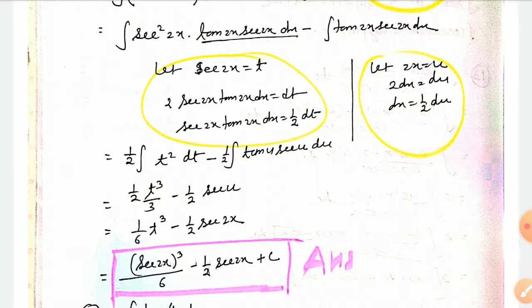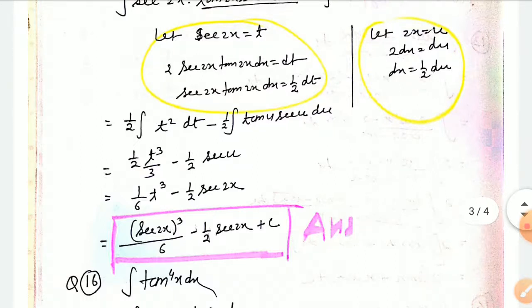Now using the formula, integration of x to the power n dx is equal to x to the power n plus 1 upon n plus 1, we get integration of t square dt is equal to t cube by 3, and multiplying by 1 by 2. In the second part, we know that integration of sec x tan x dx is equal to sec x, therefore integration of tan u sec u du is equal to sec u. Now multiplying by 1 by 2, it will be 1 by 2 sec 2x. Now putting the value of t, it will be sec 2x whole cube by 6 minus 1 by 2 sec 2x plus c.